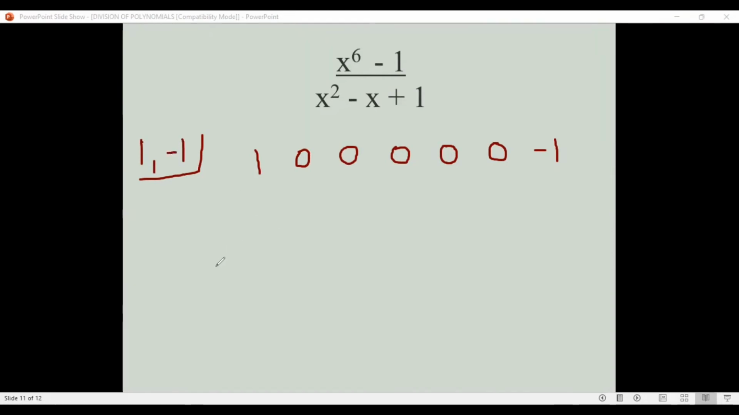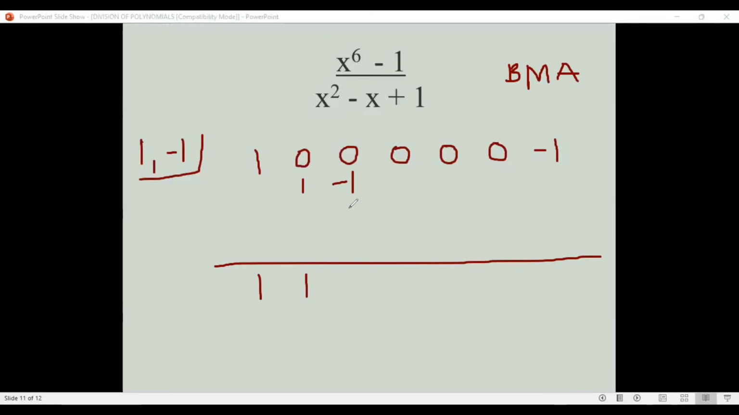Okay, and again, the rule you have to follow: bring down, multiply, and add. BMA. So bring down 1, and then multiply. We will have 1, negative 1. Again, we have to add, multiply. So we will now have it diagonally. So 1, then I will just write the negative 1 there.